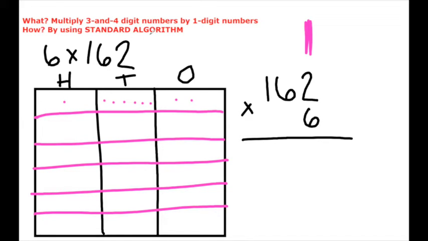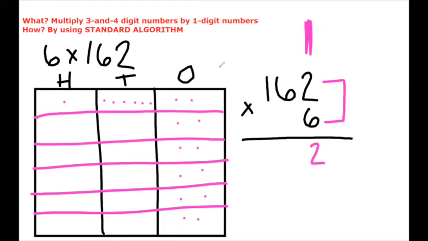Our first step is to do 6 times 2 ones. If we look at the place value chart right here, we can do 6 times 2 ones. So we'll put in 2 to each group. How many do we get total? 2, 4, 6, 8, 10, 12. So we'll put that on the standard algorithm.